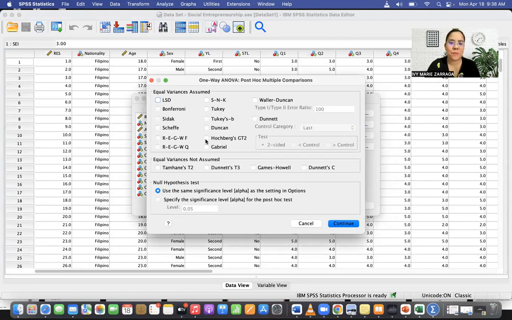So these are the measurements for the post hoc. So meron tayong LSD, Bonferroni. Ang Bonferroni will be used if you will perform the non-parametric equivalence of ANOVA. So papakita ko rin yan doon sa video ko for the non-parametric test. Yung sa Kruskal-Wallis and Jonckheere-Terpstra. May Tukey's, may Duncan. Pero sabi ko nga, we will use the common measurement of post hoc, which is Scheffe test. So click nyo lang yan.